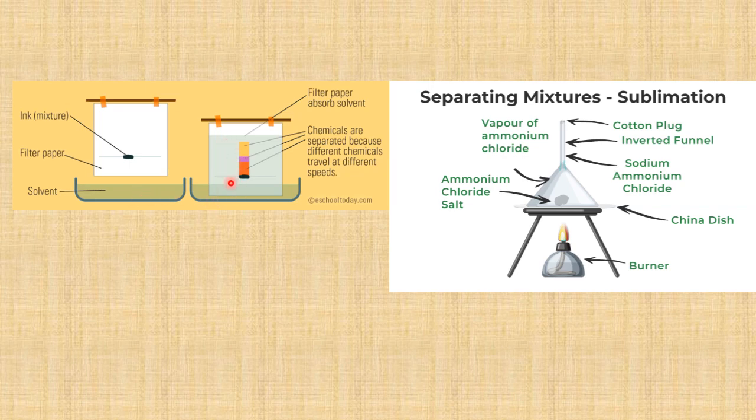the filter paper will soak up the liquid. As it's soaking it up, moving up the paper right here, the various components of the mixture will move at varying speeds, and as you can see, the filter paper absorbs the solvent, and chemicals are separated because different chemicals travel at different speeds. So you can see you have various components going up the filter paper at different rates.